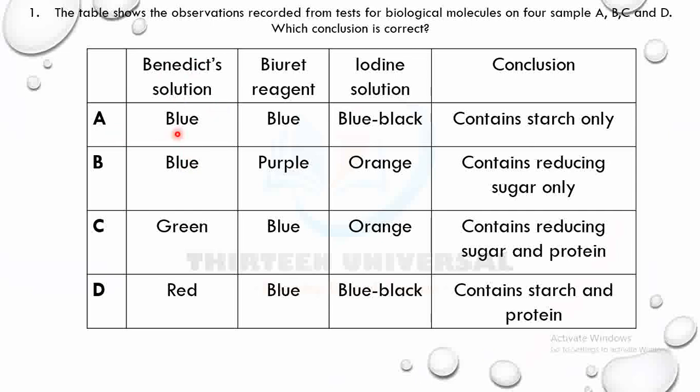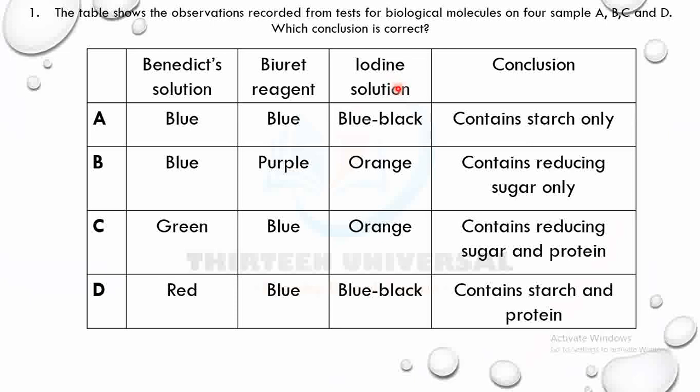Benedict's solution blue. So what does blue mean? Benedict's solution is used to test for reducing sugar. Blue means reducing sugar is absent. Biuret reagent is used to test for protein. Blue means it's absent. If reducing sugar is present, it would have changed to green or yellow or orange or red. If protein was present here, this would have changed to purple, or mauve.